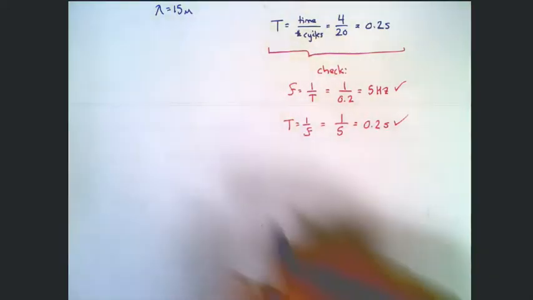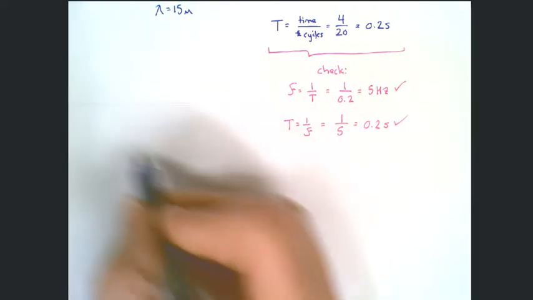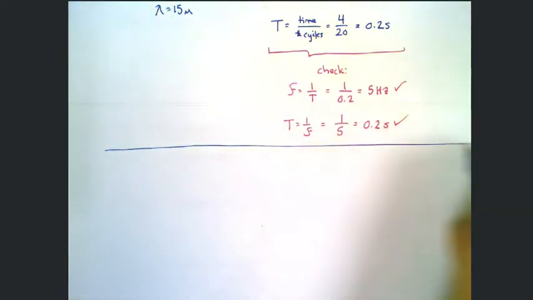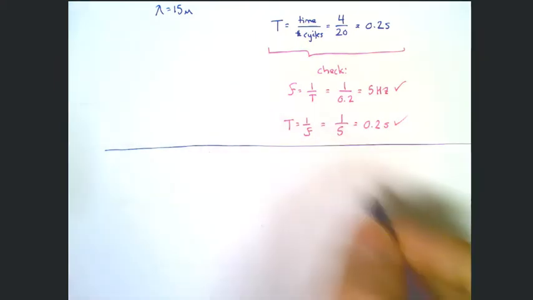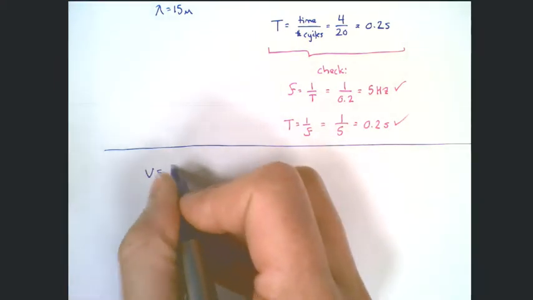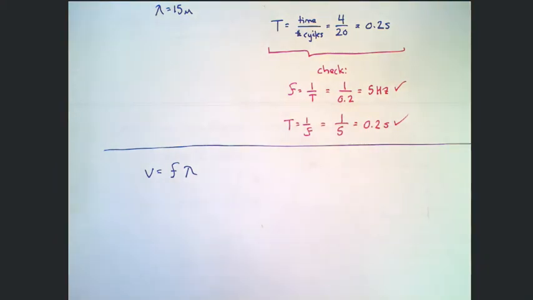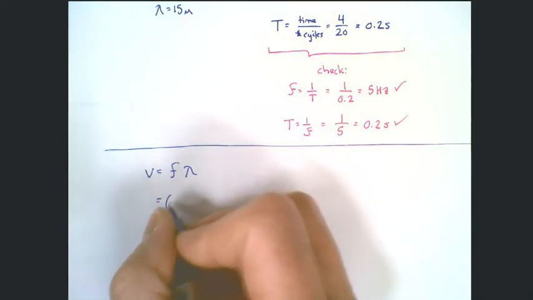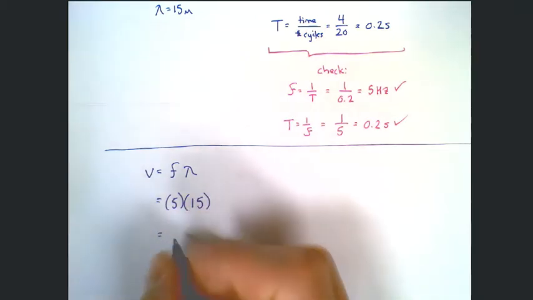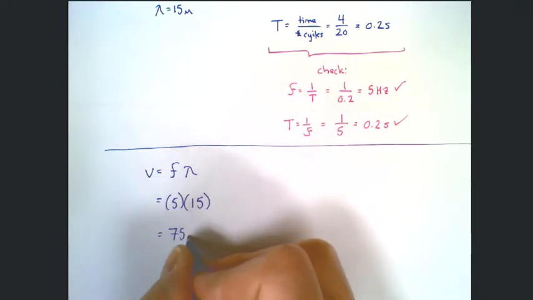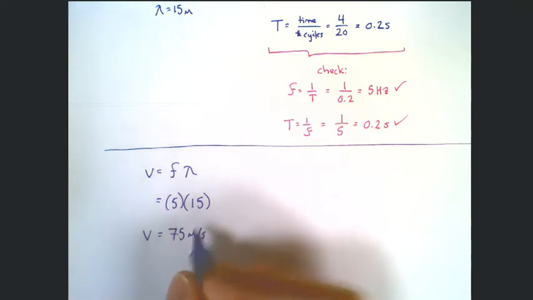Okay, so at this point we're just going to calculate the speed of the wave. We'll use 2 different equations. We'll do the first one, v equals f lambda. Well, the frequency was 5, the wavelength was 15, 75 meters per second. It's pretty quick, actually.